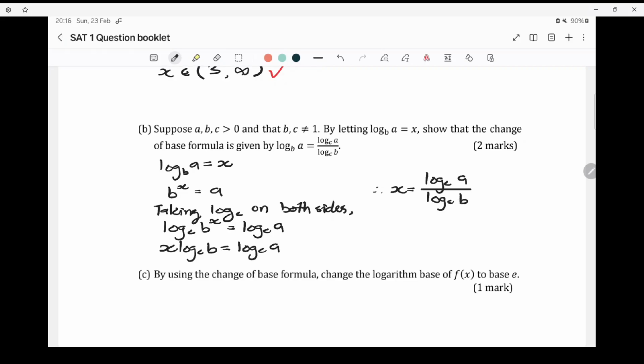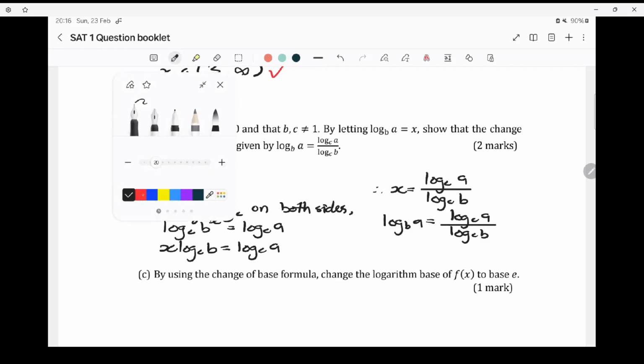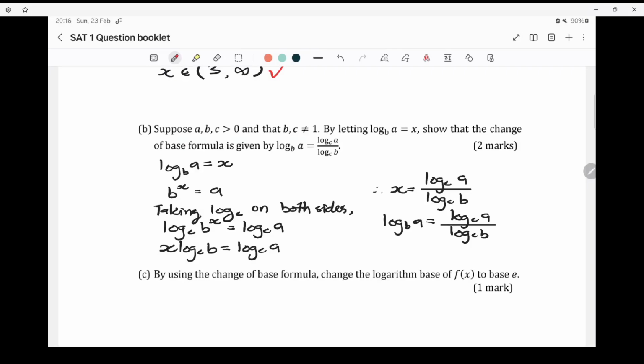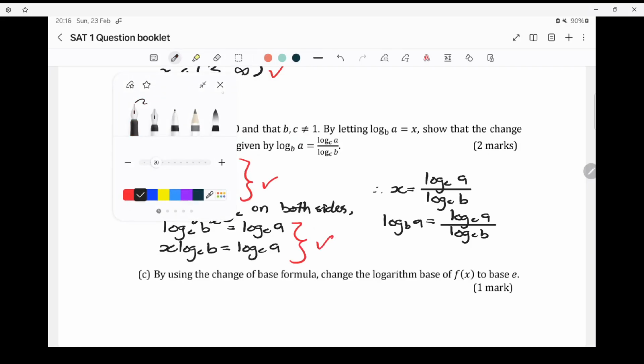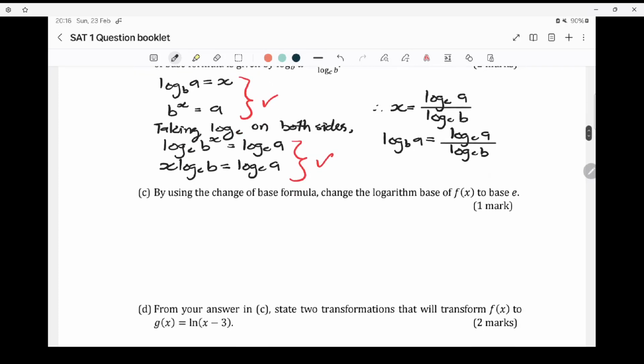So what is x? x is log base b of a. So log base b of a equals log base c of a over log base c of b. That's how you prove this change of base formula. You have 2 marks. So I would give this portion 1 mark and this portion 1 mark. The last step is basically already given. So that's why it's only 2 marks.